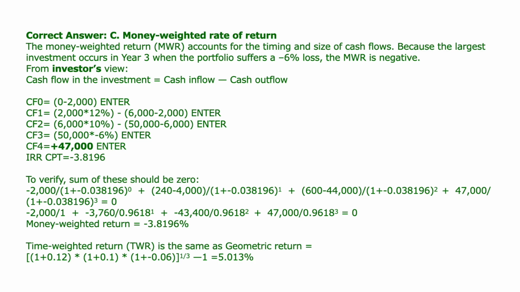The large investment in year 3, 50,000, with a negative return, minus 6%, pulls the money-weighted return down compared to the others. The return measure that is different is the money-weighted rate of return, because it depends on the timing and size of investments.